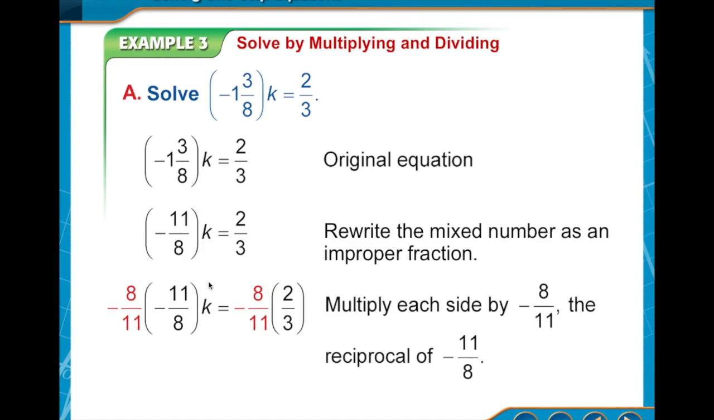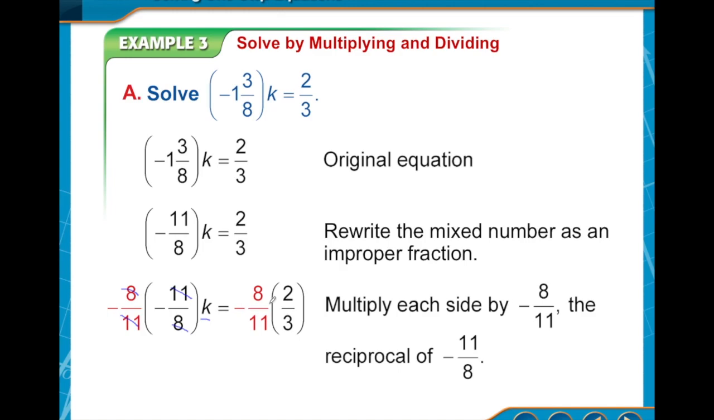So there's two ways you could solve this problem. You could divide by negative 11 over 8, or you could multiply by the reciprocal. So you notice if you multiply by the reciprocal, the 8s would cancel out, leaving you with 1. The 11s here would cancel out, leaving you with 1. And the negative signs would cancel out, so you would just have 1k, or just k. On the left. On the right, you would get a value.